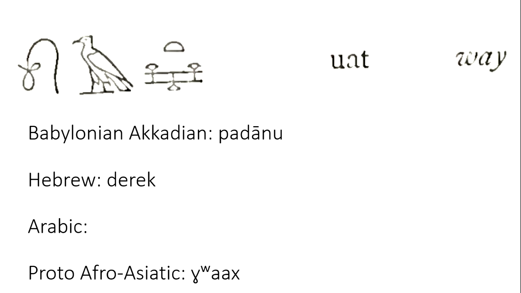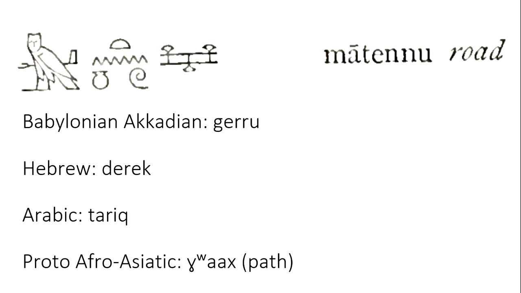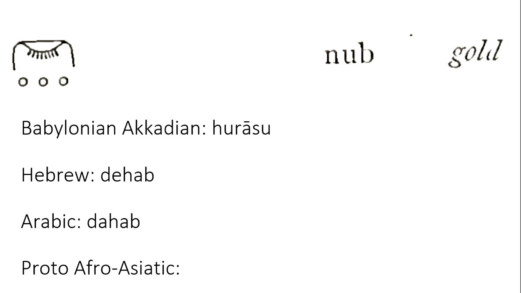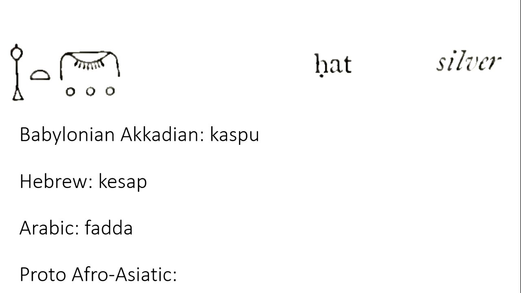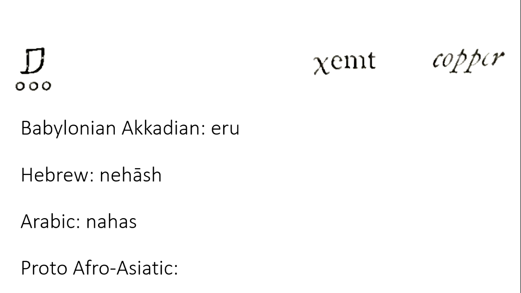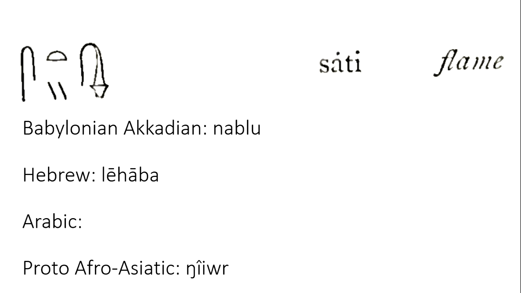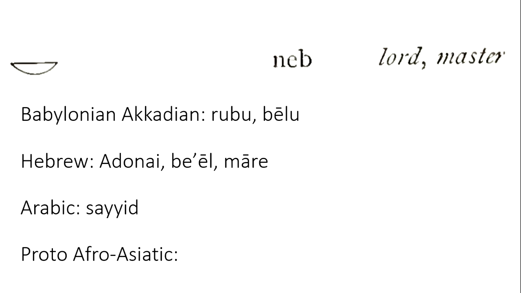Uat, way. Matenu, road. Aner, stone. Noop, gold. Hat, silver. Chimt, copper. Chit, fire. Sati, flame.